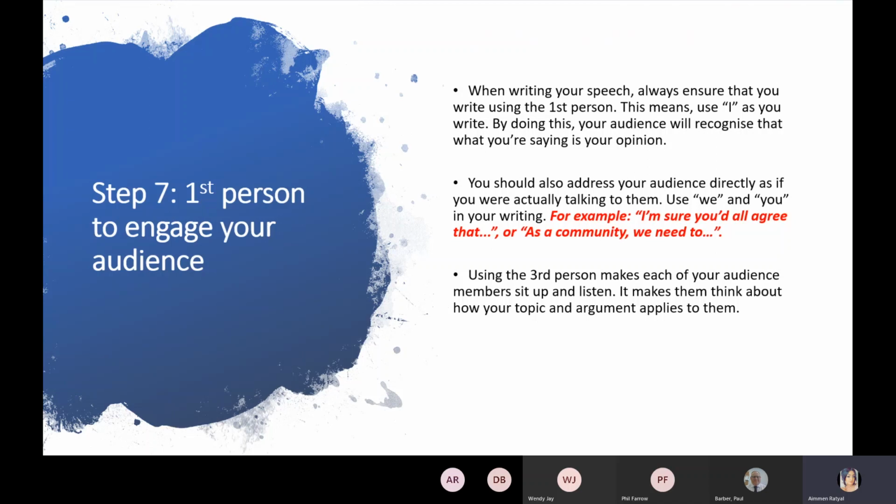You should also address your audience directly, as if you are actually talking to them. So use we and you in your writing. For example, I'm sure you'd all agree that, or as a community, we need to. Using this makes each of your audience members sit up and listen. It makes them think about how your topic and argument applies to them.